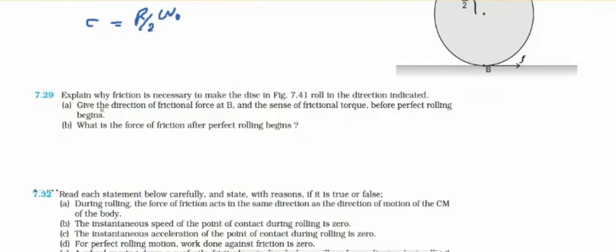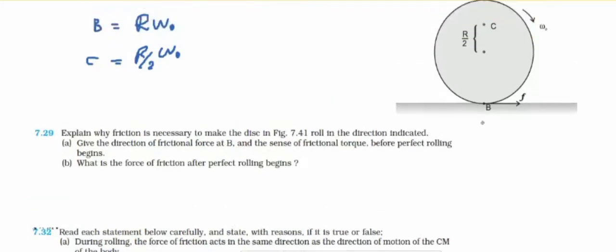Then, give the direction of frictional force at P. Okay, so here you can see when the disc rolls like this, point B is pushed backward. The point B is given a tendency to move backward. So friction will be acting towards right as indicated there.